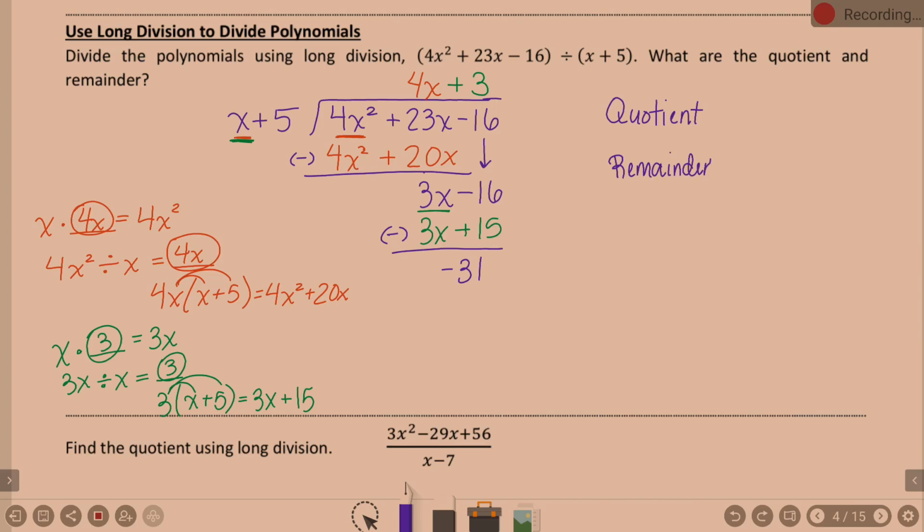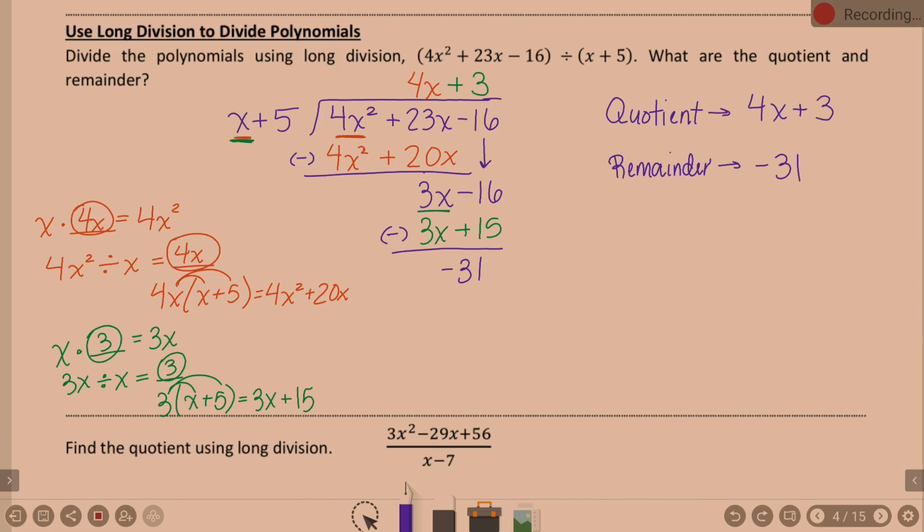We already said the remainder was negative 31. What's the quotient? 4x plus 3. So if in homework it's asked, what's the quotient, what's the remainder? You have that information here. Now, they may ask, what's the quotient, what's the remainder? They may just say, divide using long division.